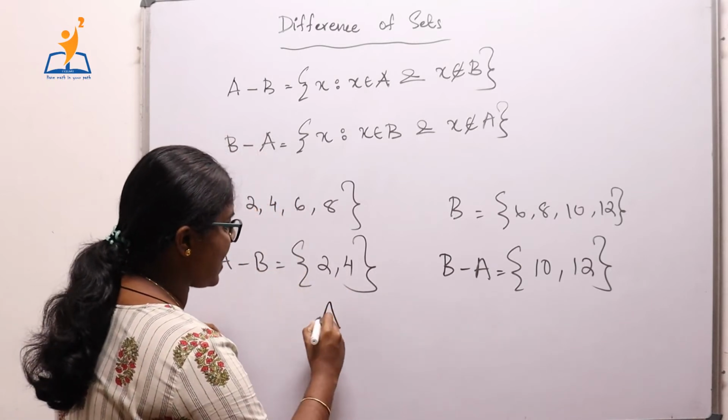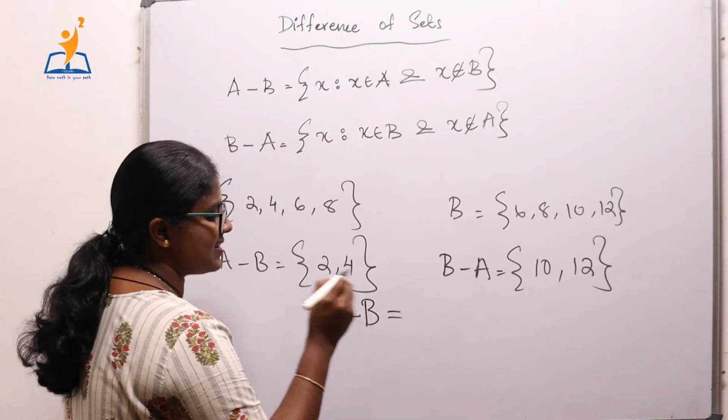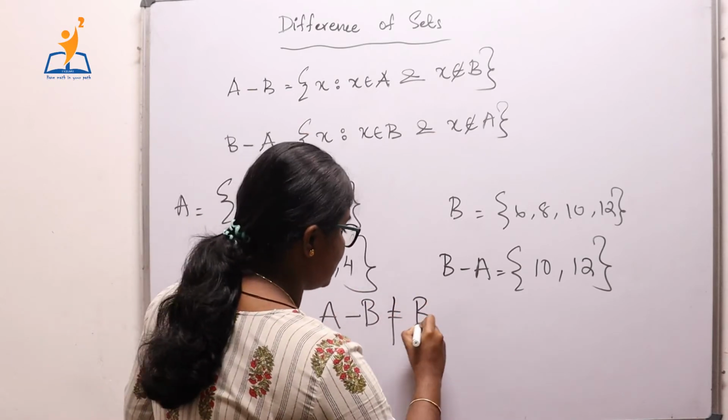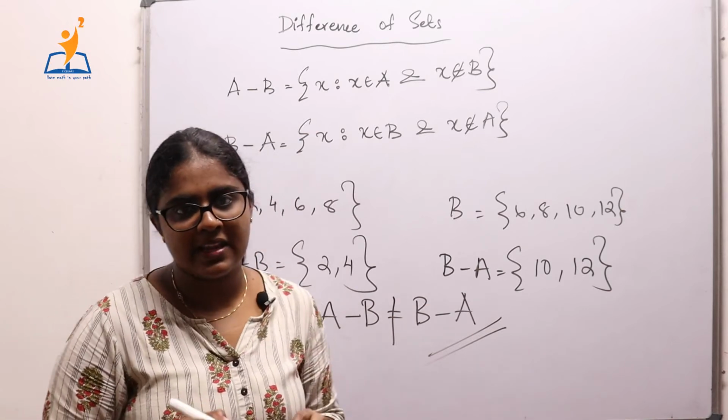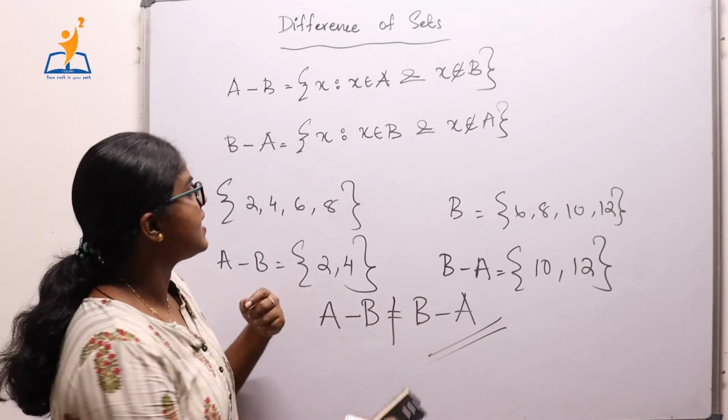So it is clear that the difference of two sets is not commutative. That is, A minus B is not equal to B minus A. Now let's consider another example.